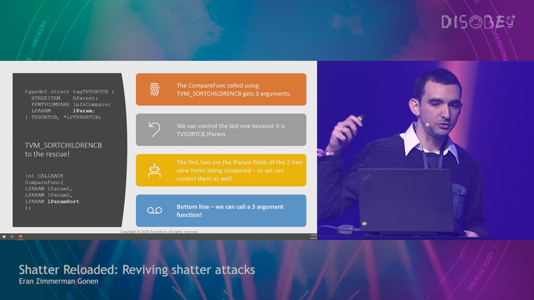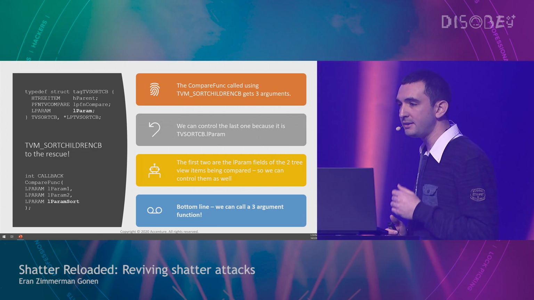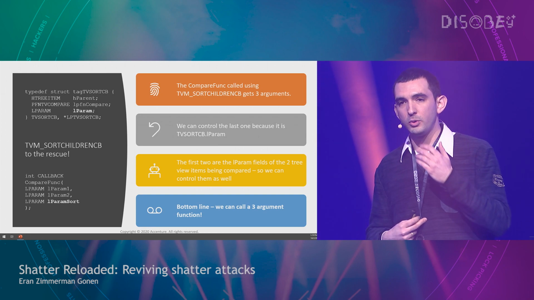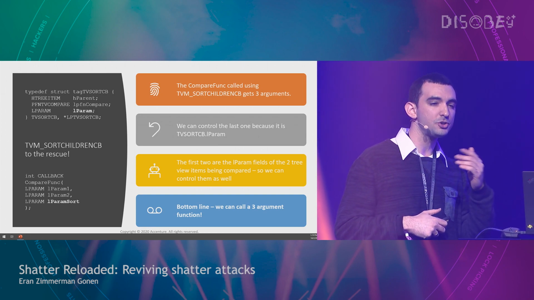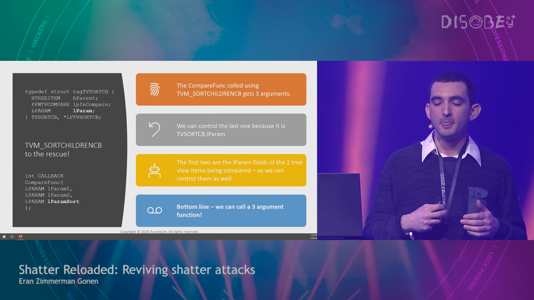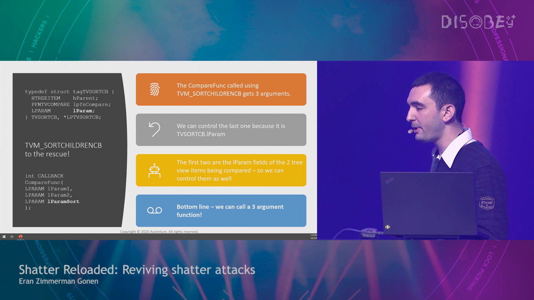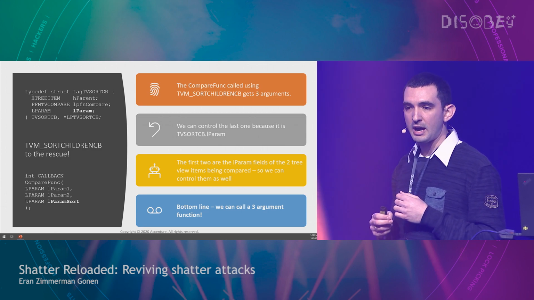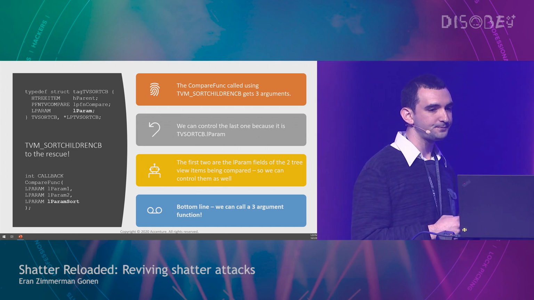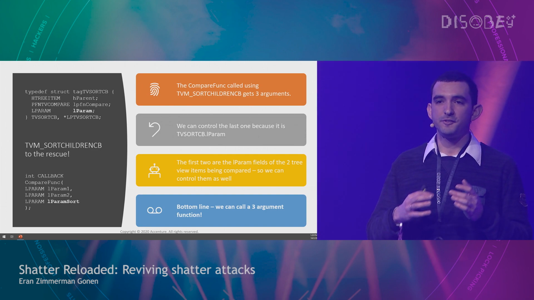This callback function, right on the bottom, receives three parameters: lParam1, lParam2, and lParamSort. The third parameter it receives from the struct that we provide to the TVM_SORTCHILDRENCB message. On the top, we have this struct, TVSORTCB, and its second field is the pointer to the compare function. The third field is the lParam that will be passed as the third parameter to all calls of this compare function. Now, the first two parameters, lParam1 and lParam2, are received from the tree view items.